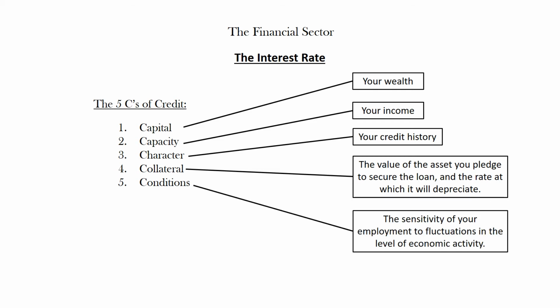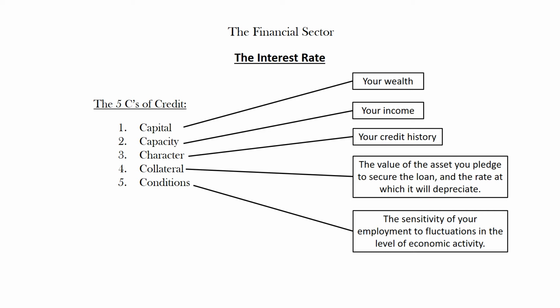The final item on the list, conditions, refers to the sensitivity of your employment and your income to fluctuations in the level of economic activity. In other words, how sensitive will your income be to a change in economic conditions? For example, would you lose your income, or would your income go down if the economy slowed down or went into a recession? Or would your income be stable?